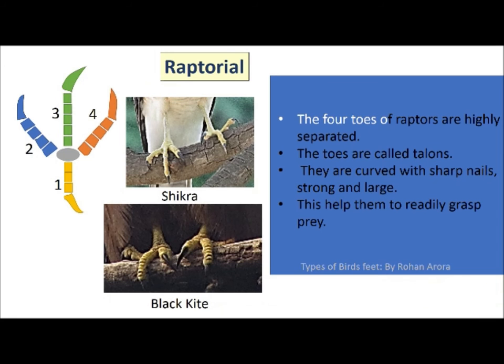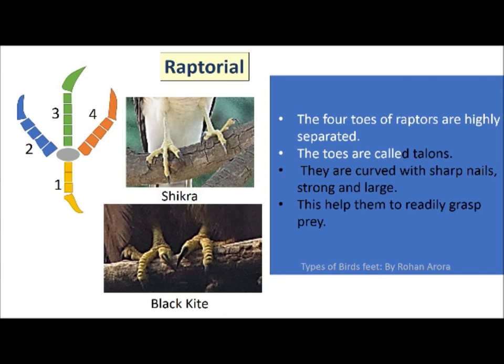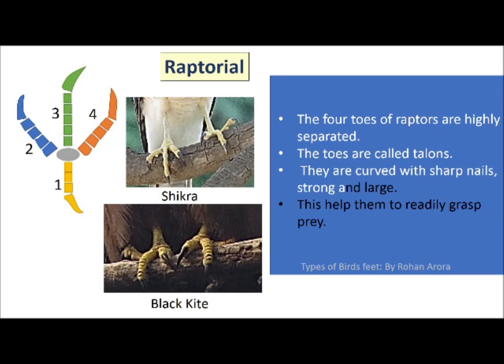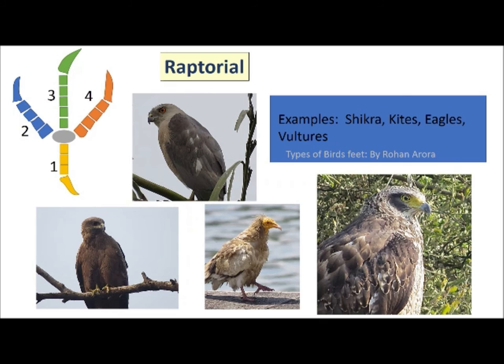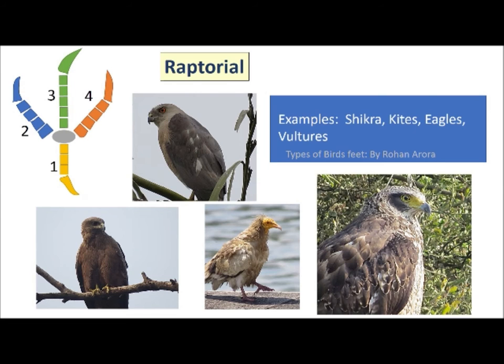The raptorial arrangement is found in raptors, in which all four toes are highly separated. The toes are called talons. They are curved with sharp nails, strong and large. This helps them to easily grasp prey. Shikras, kites, eagles, and vultures have raptorial arrangement.